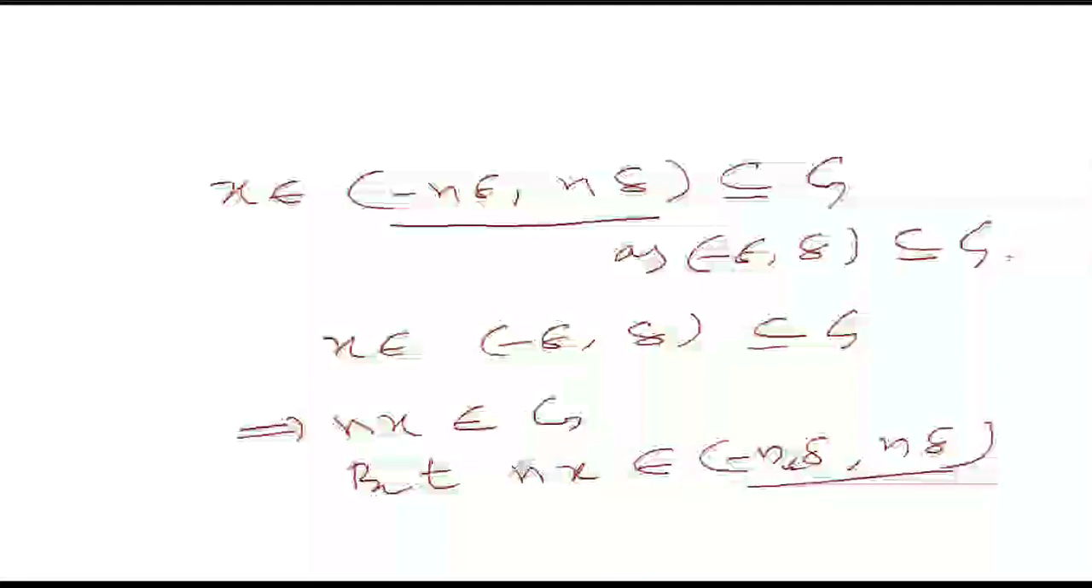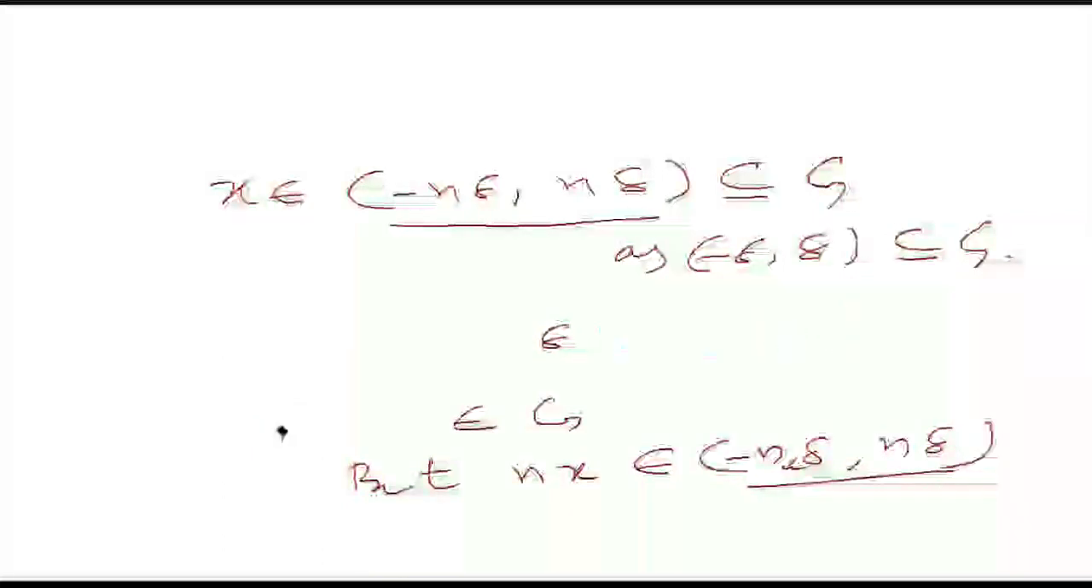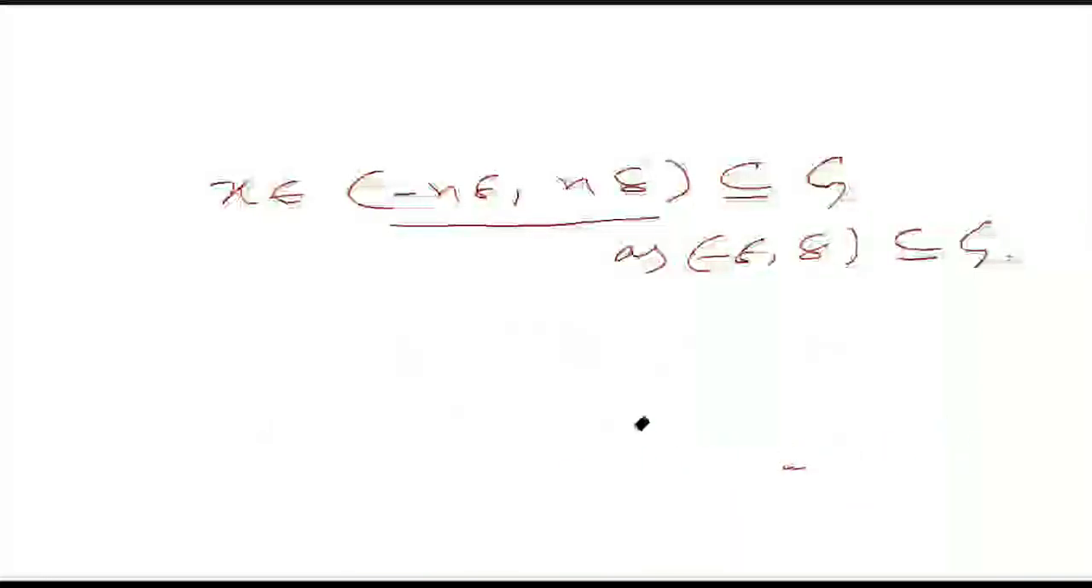That means (minus n delta, plus n delta) is a subset of G. This nx, which always sits in (minus n delta, plus n delta), also belongs to G. Or if you choose any point in (minus n delta, plus n delta), you can easily verify that the point belongs to G. I will do it like this, without creating any confusion. First I will verify that (minus n delta, plus n delta) is also a subset of G.